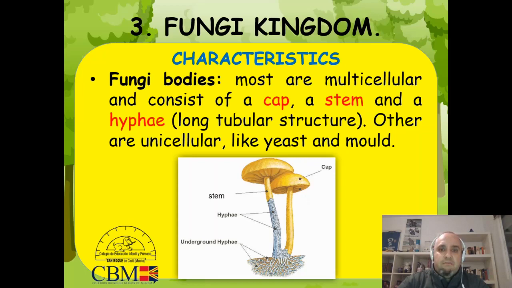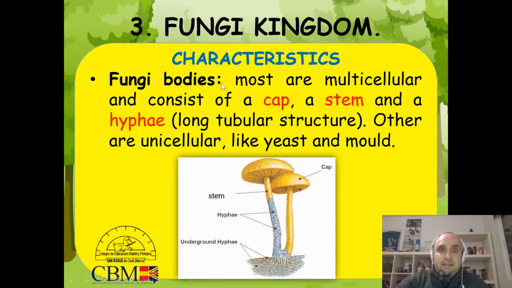Fungi, you know that the most common example of the Fungi kingdom is a mushroom, like this one in the picture. So their bodies are normally made of a cap on top of the body, a stem here, and hyphae under the soil. They look like roots, but they are not roots because fungi are not plants. So they are not roots, they are hyphae.